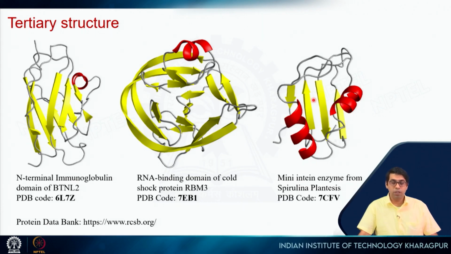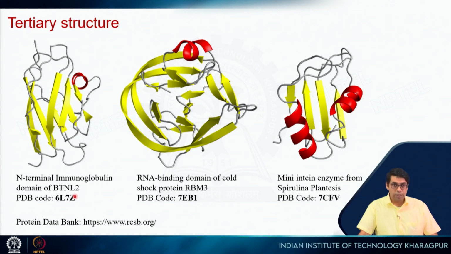Protein structures are typically solved by 3 different techniques now. One is X-ray crystallography, the other one is NMR spectroscopy, and the third one is cryo-electron microscopy. And whenever these protein structures are solved by different labs throughout the world, they are all deposited into a data bank or a repository which is called the protein data bank. Here is the link for the protein data bank. You can go there and check out these protein structures.